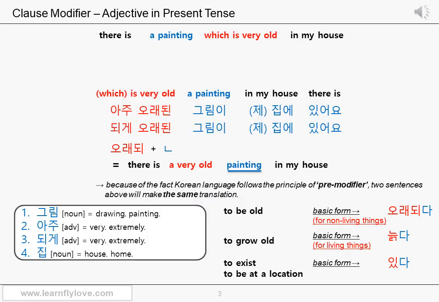Let's make an actual sentence which has an adjective clause modifier in the present tense then. Let's check out the English sentence. There is a painting which is very old in my house. We told you that an adjective which is in an adjective clause modifier in the present simple tense follows the same conjugation rule of adjective modifier.